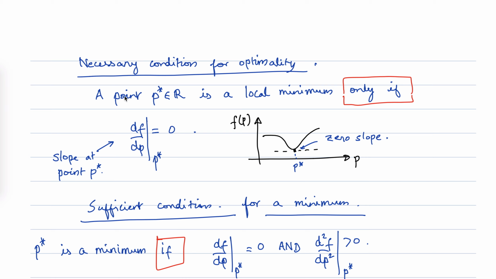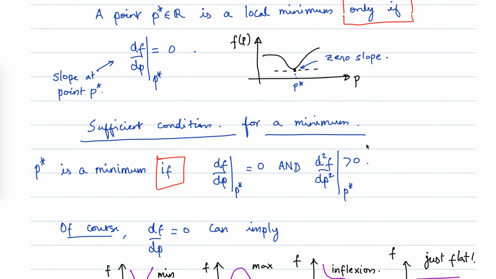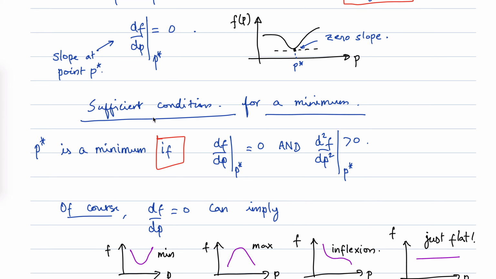Or more precisely, what do we mean by necessary condition? What we mean by that is, if you have a minimum, then that minimum will satisfy this condition. Okay, so if you have a function like this and you have a minimum, the minimum will have 0 slope. Okay, that's what we mean by necessary conditions.